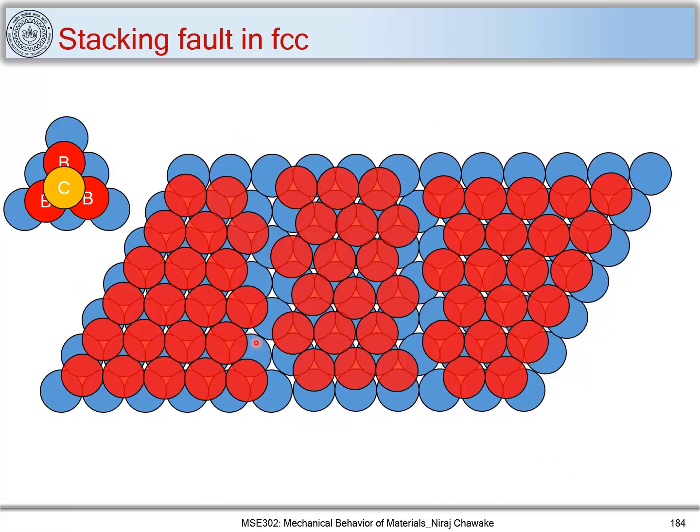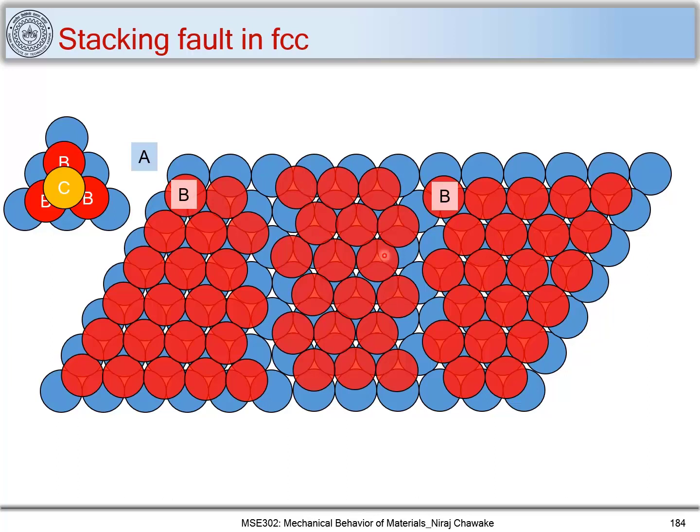So now let's consider this atomic arrangement, which has A atoms, B atoms and C atoms. These are the ideal positions for forming an FCC structure. This is the ideal stacking of ABC, ABC in the case of an FCC structure. Now here I have marked the A layer and the B layer. You can see that this is an A layer and these two are B layers.